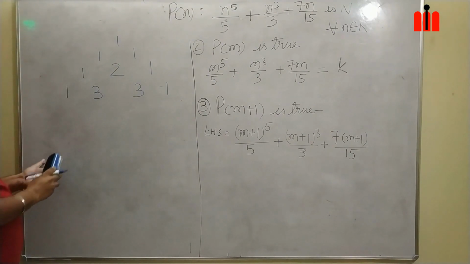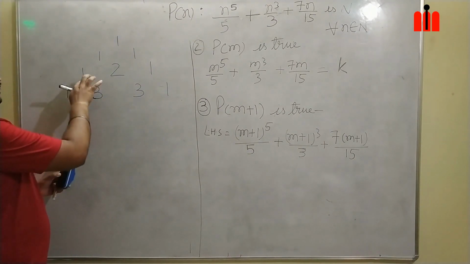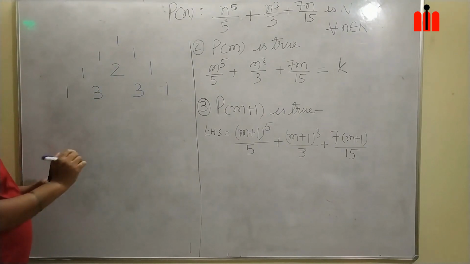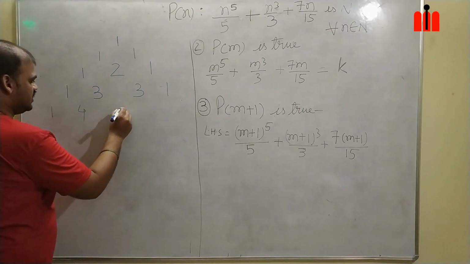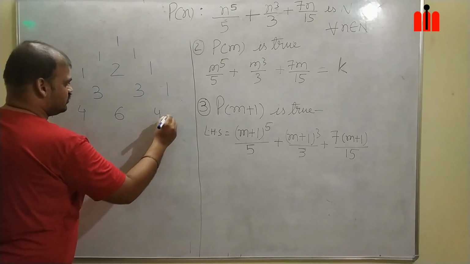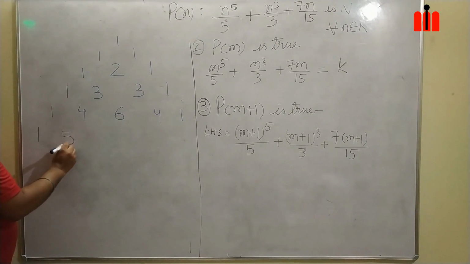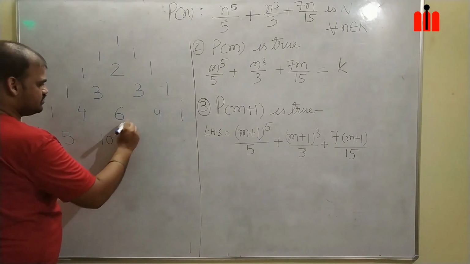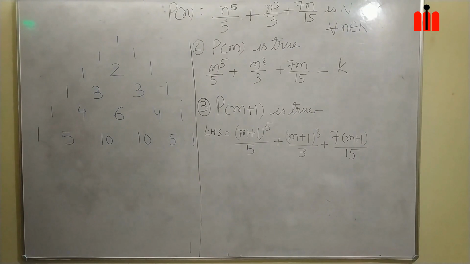Are you getting it? I have to start with 1 and end with 1. In between, whatever I encounter will be the sum of the above two terms. Start with 1. Sum of 1 and 3, 4. Sum of 3 and 3, 6. Sum of 3 and 1, 4. And end with 1. Now start with 1. 1 plus 4, 5. 6 plus 4, 10. 6 plus 4, 10. 4 plus 1, 5. And end with 1. Like that you can continue to n number of steps. Okay, so this is how a Pascal triangle comes up.